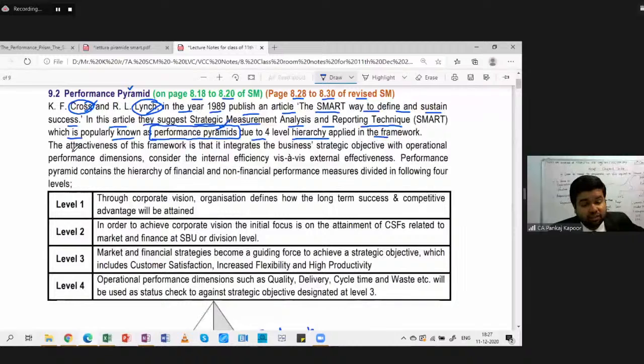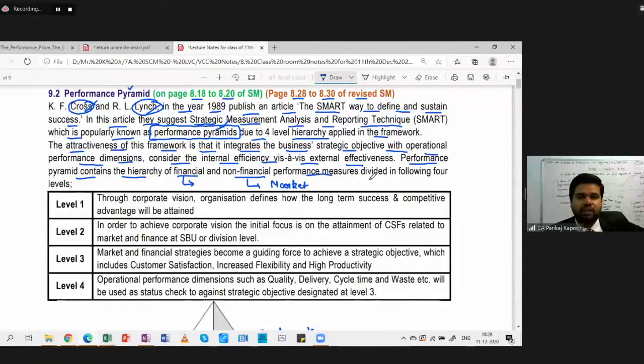Now reading the next paragraph. The attractiveness of this framework is that it integrates the business strategic objective with the operational performance dimension that we already studied. Consider the internal efficiency vis-a-vis external effectiveness. That is what we already studied. Further, the performance pyramid contains the hierarchy of the financial and non-financial. Financial is very clearly mentioned on the right hand side. Non-financial on the left hand side in the form of market.